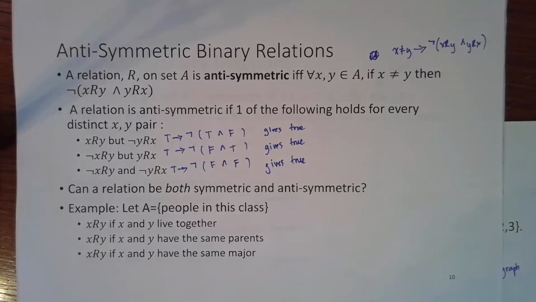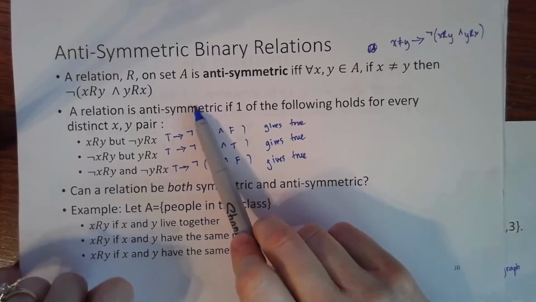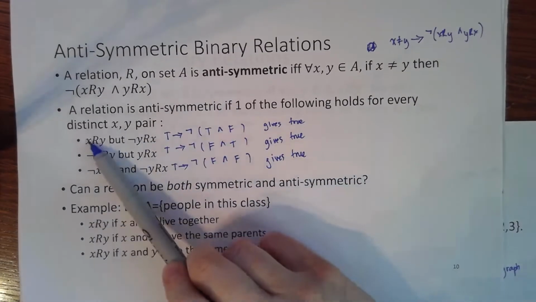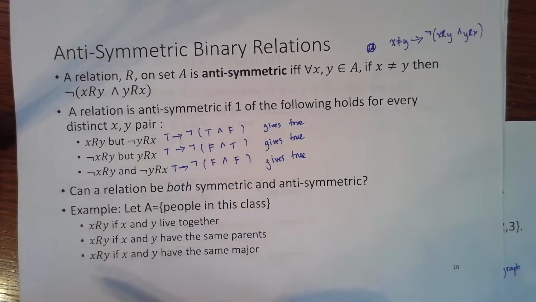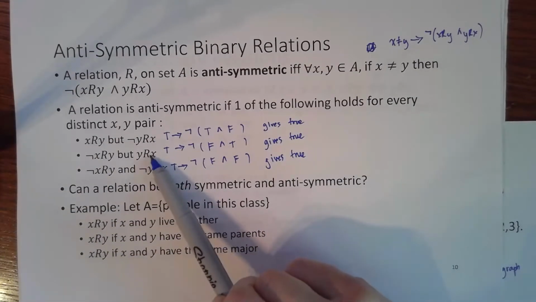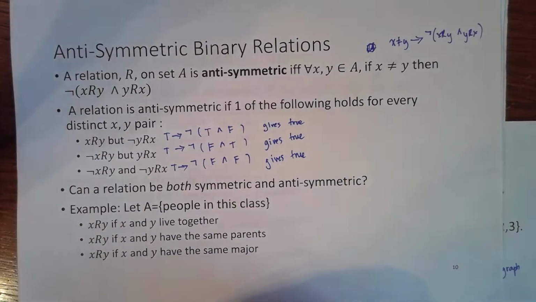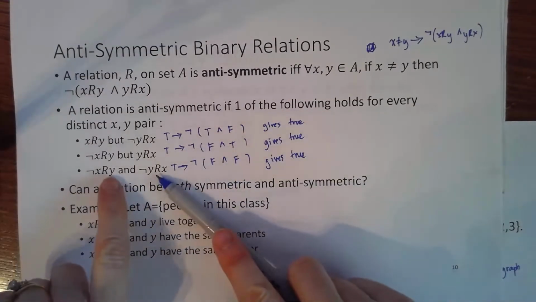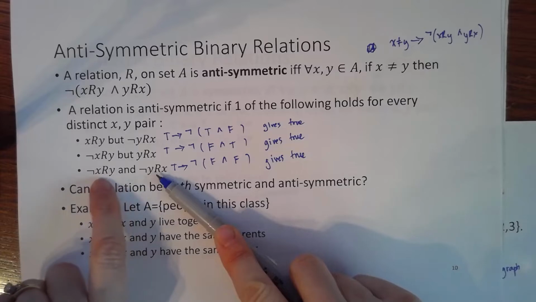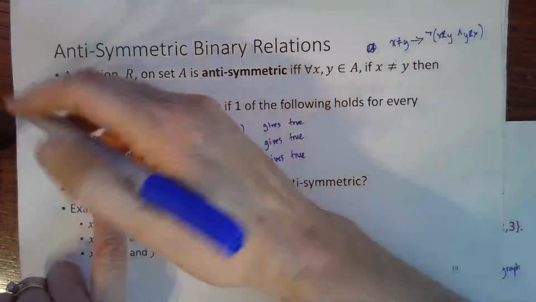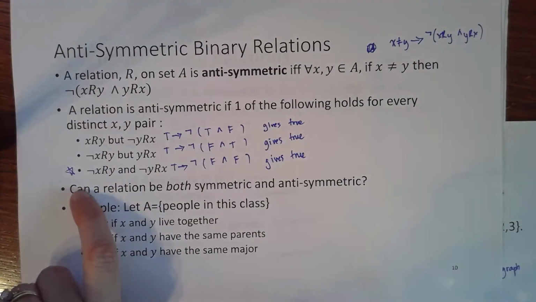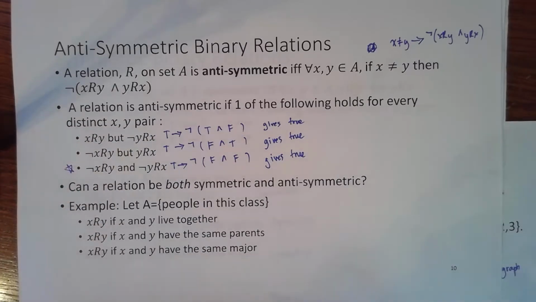So it's anti-symmetric if we either have x is related to y but y isn't related to x, or x isn't related to y but y is related to x. Those are kind of the obvious ones. We have one of the pairs. The one that's less obvious and can be a little bit tricky is that I have neither of the pairs. So x isn't related to y and y isn't related to x. This is the one that gets overlooked sometimes, so just be careful. These are the ones that are more intuitive. So it's anti-symmetric if I have one pair but not the other, or I have neither pair at all.